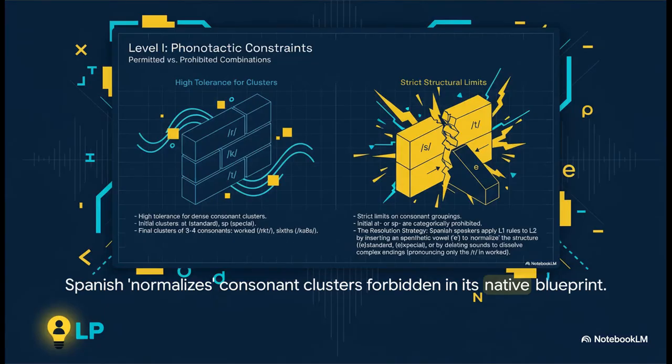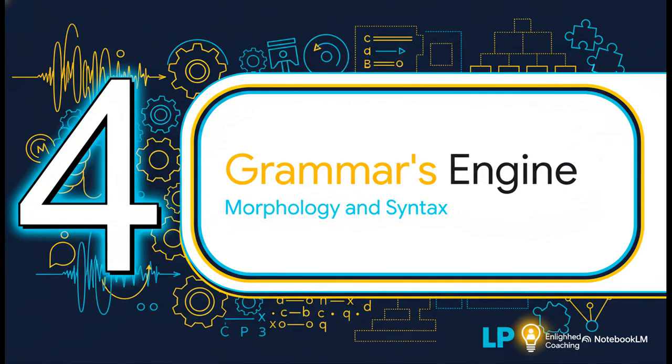And it's not just about the inventory of sounds either. It's also about the rules for how you combine them, what linguists call phonotactics. So Spanish rules, for example, don't allow you to start a word with an S sound followed by another consonant. So what happens? A native speaker will naturally fix a word like special by popping a vowel on the front, especial. They're just applying their native blueprint to a foreign word. It's fascinating.